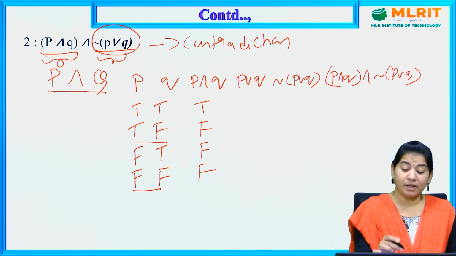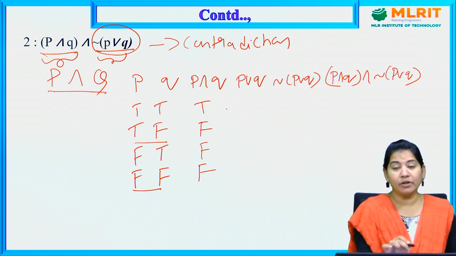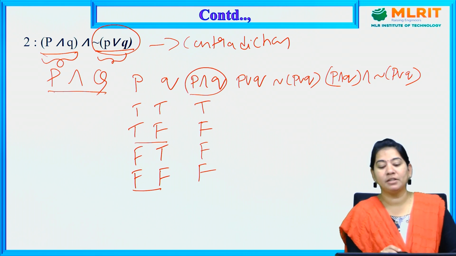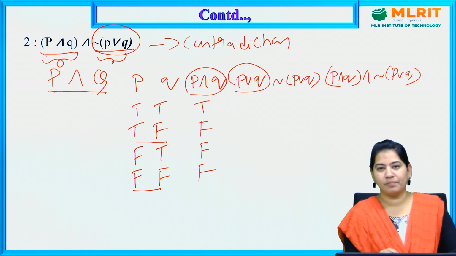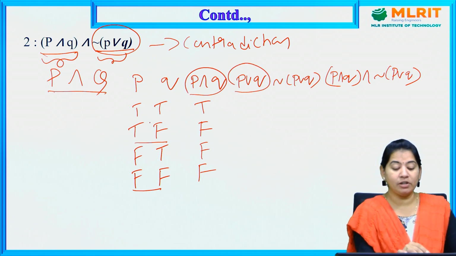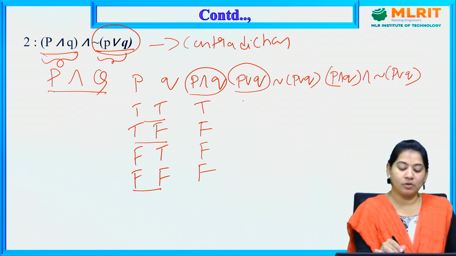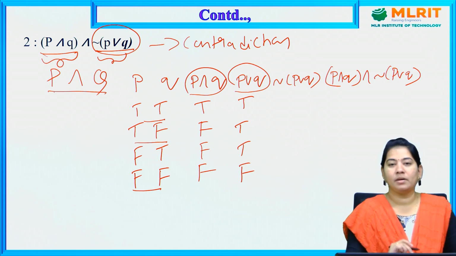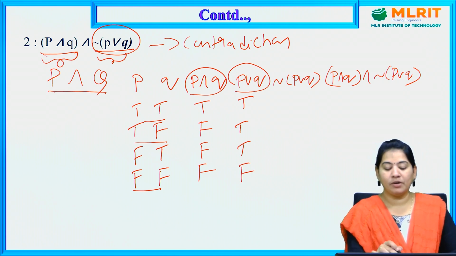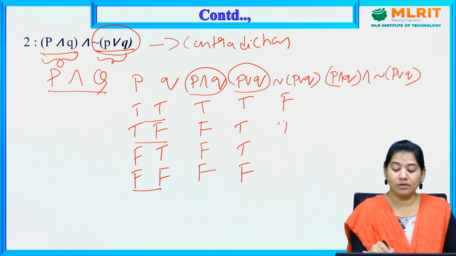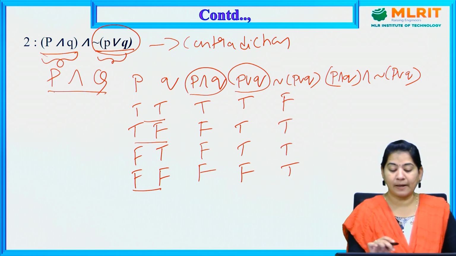So what is P or Q here? P or Q is disjunction. Here conjunction is completed and P or Q is disjunction. What is disjunction? Even if one statement is true, the resultant truth value will be true. So we'll get true, true, true, and next is false. Now apply the negation for P or Q, then we'll get the opposite: false, false, false, true.